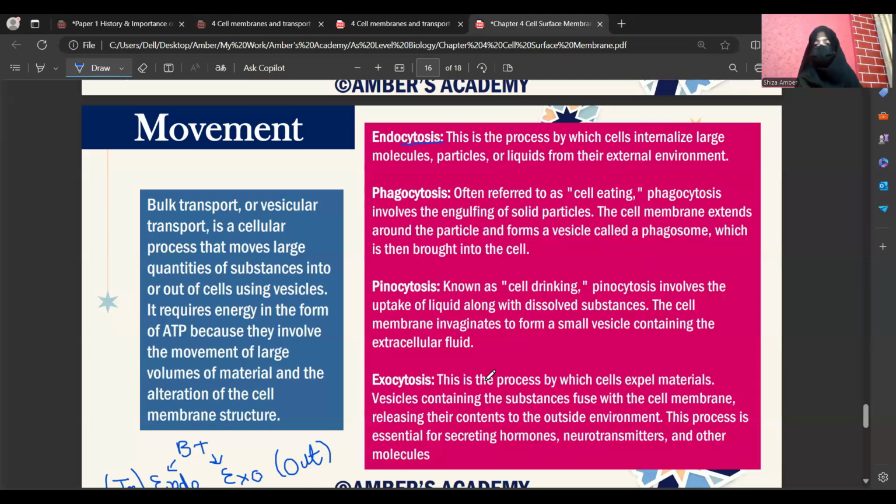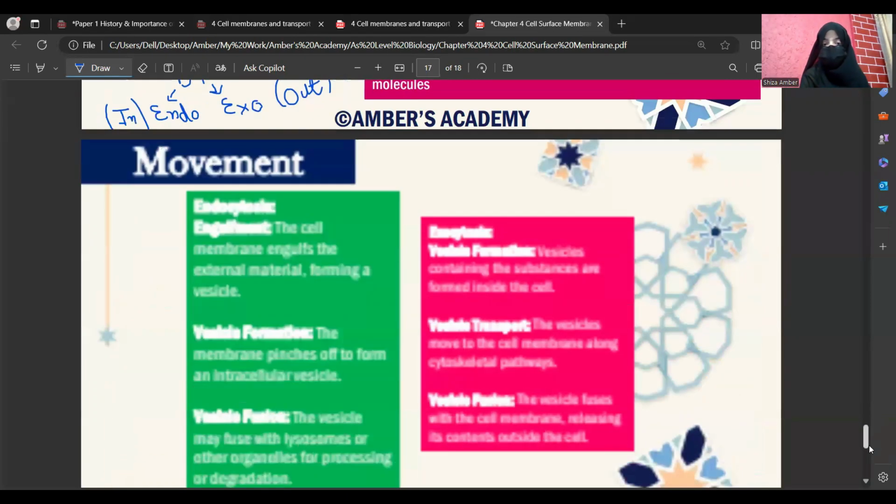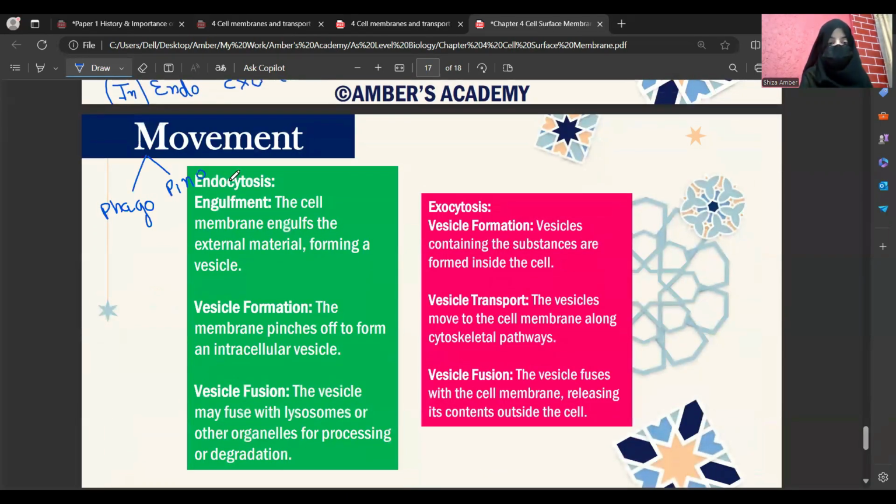But when exocytosis is concerned, the cell is going to expel the materials, but again in form of vesicles. So vesicles will contain the substance, and it will then fuse with the cell membrane and it will release the content to the outside environment, because exocytosis involves movement of material outside, while endocytosis involves movement of material inside the cell. Okay. And then here are the steps.